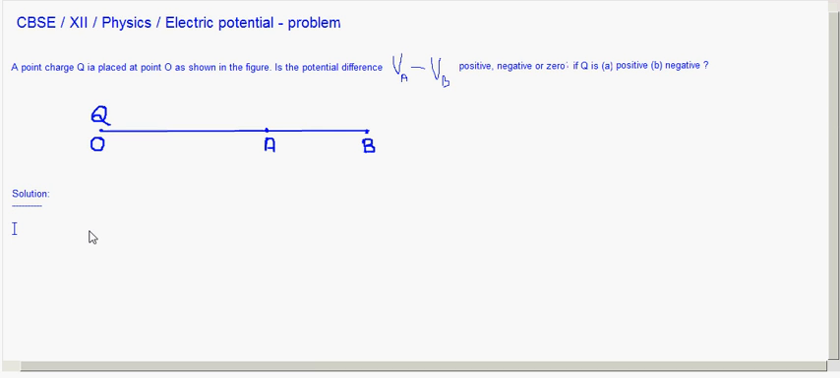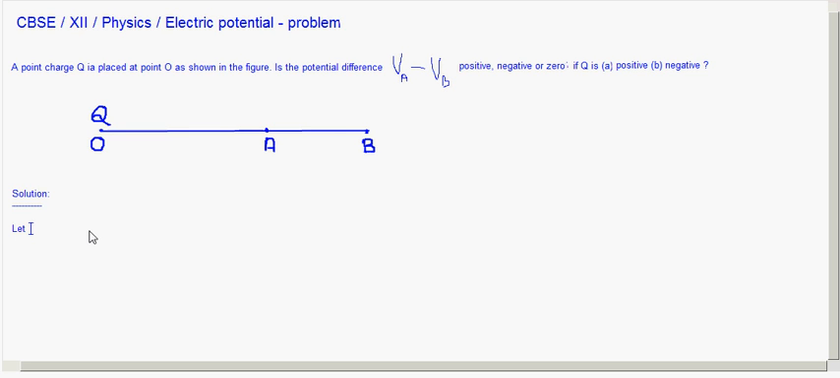Now first we will see what VA minus VB is. We will write VA minus VB in terms of the distances of A and B from O. Through the equation for VA minus VB we can say whether it is positive or negative. So let us assume the distances as RA and RB.